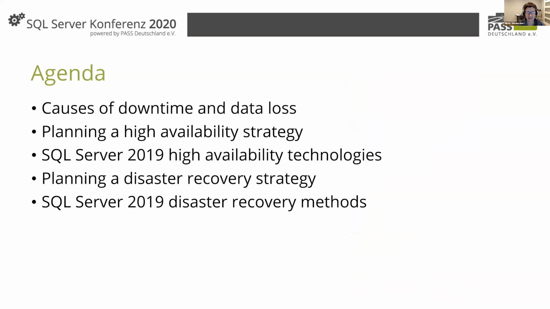And so what we're going to talk about is why do you have downtime and data loss? And how do you go about planning an HA strategy? Because a lot of people just make a mistake of let's just use availability groups because that's the new shiny thing. And we're going to talk about the different availability technologies that SQL Server 2019 has that are part of the product. And we'll talk about how to plan a disaster recovery strategy and also some things that have to do with SQL Server 2019.